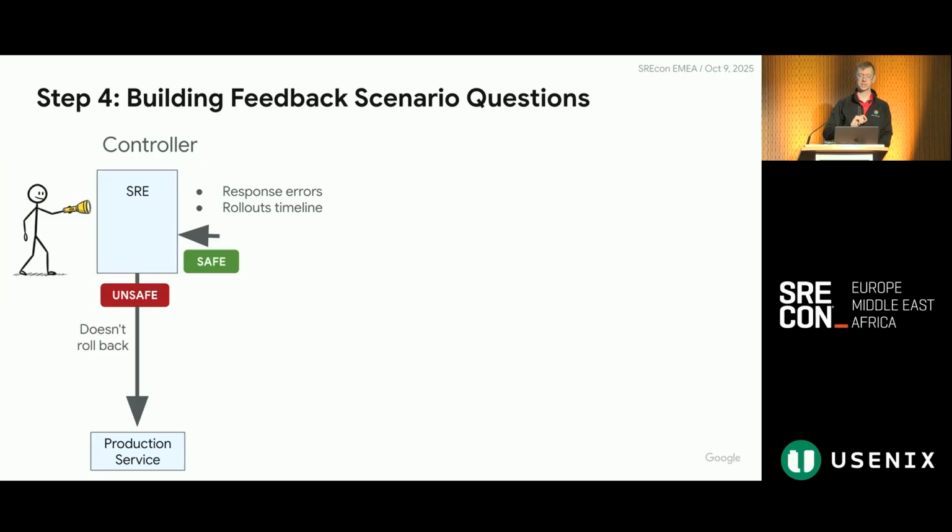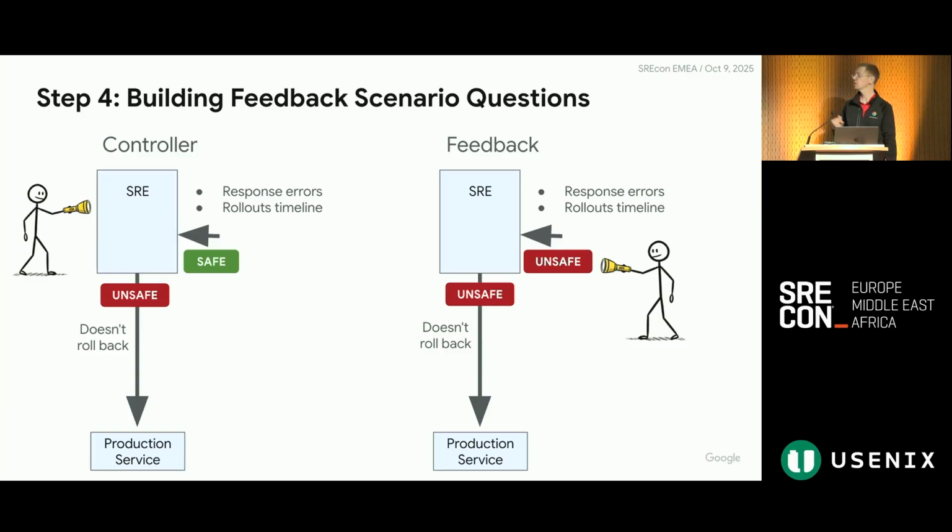So in addition to cases where the controller does something unsafe, as we mentioned, there's another class of scenarios where the feedback is unsafe. And here's our stick figure illuminating that unsafe feedback. And again, that feedback could be wrong, delayed, incomplete, or missing altogether. Of course, if the feedback is bad, then it's likely that the controller, in this case the SRE, is going to do something unsafe.